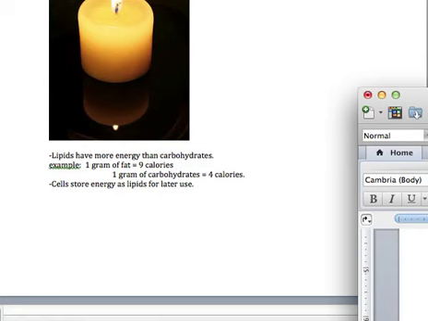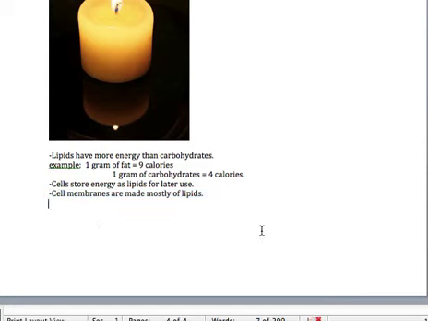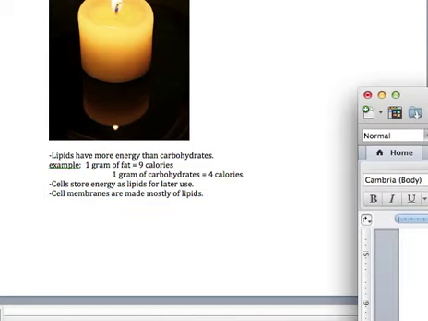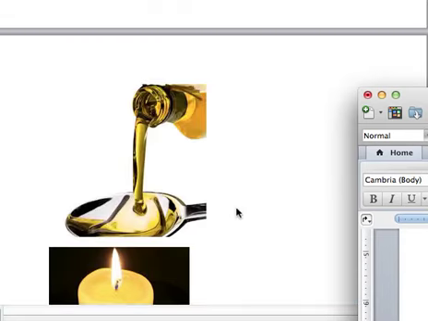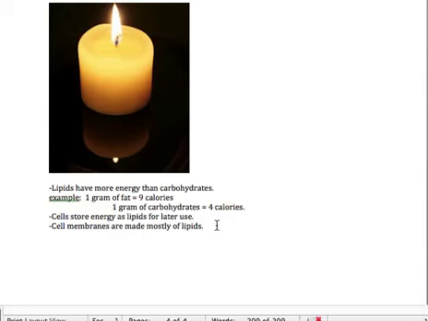Cell membranes, again, remember we said cell membranes are made of carbohydrates, but mostly they're made up of lipids. The cell membrane in an animal cell is actually called a phospholipid bilayer. So that's lipids. We've covered carbohydrates and lipids, which are both made of carbon, hydrogen, and oxygen.